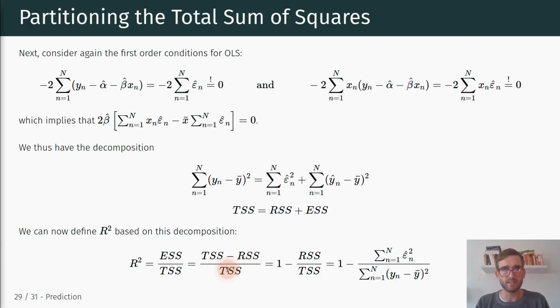We can separate this fraction: total sum of squares minus RSS, divided by TSS. Of course, the total sum of squares cancels out, so it's 1 minus RSS divided by TSS. And now, going back again, what are the residual sum of squares and the total sum of squares? Those are just the squared residuals summed, and (yn minus y bar) squared.